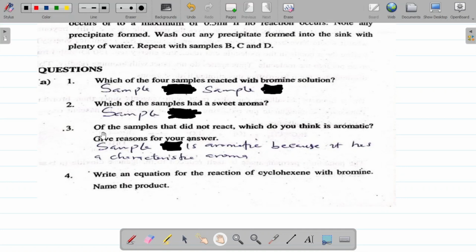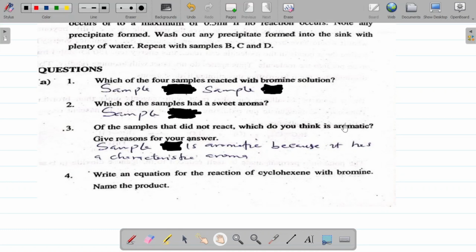Number three says, of the samples that did not react, which do you think is aromatic? Give reasons for your answer. For this one, whatever answer you use as number two should be your number three. They're the same thing. Why? The term aromatic comes from the word aroma, which means they have a sweet characteristic aroma.